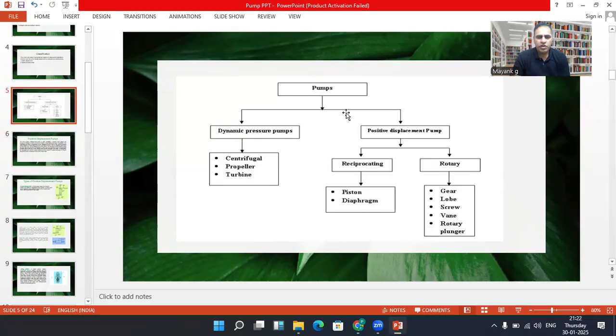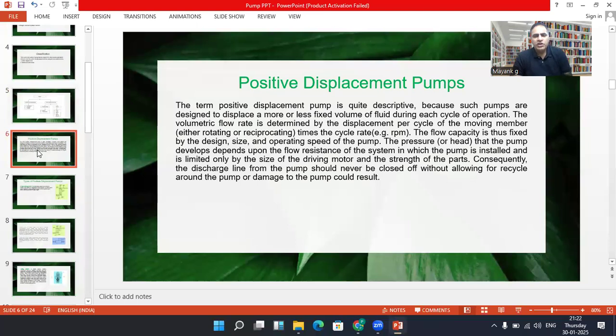I'm sharing my screen. As you can see on the screen, the pumps are categorized into two types: the dynamic pressure pumps, and second is the positive displacement pumps. Today we'll be focusing on positive displacement pumps. As the name is quite descriptive, positive displacement pumps deliver a fixed volume.